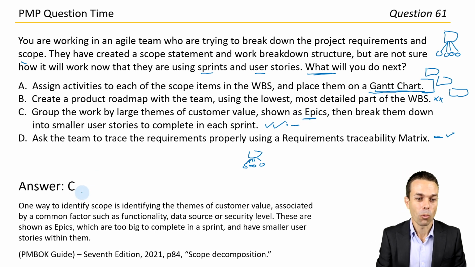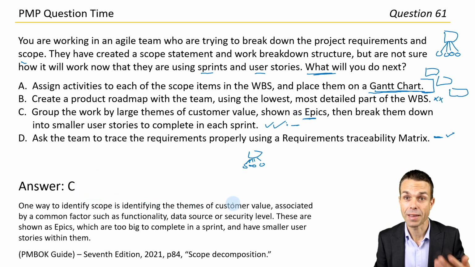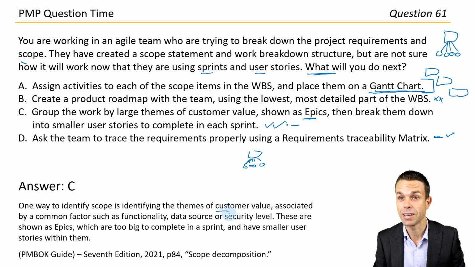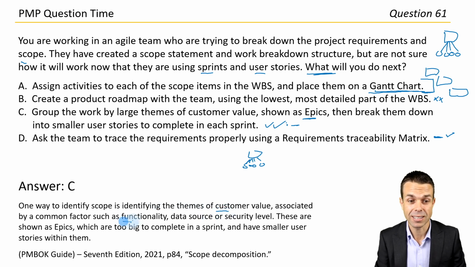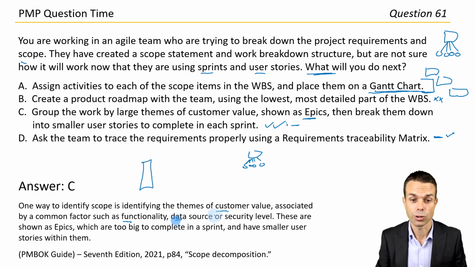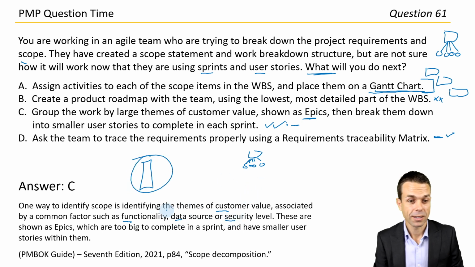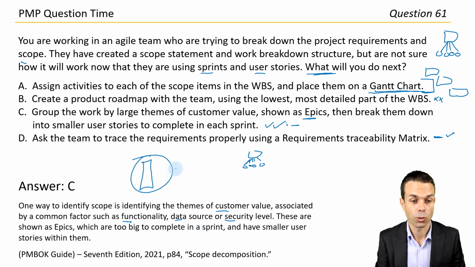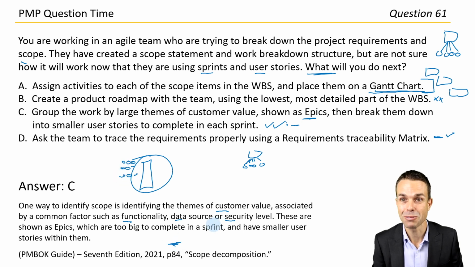Excellent work, all right. One way to identify scope is identifying the themes of customer value associated by a common factor such as functionality. So we're sort of releasing a usable feature, ideally, of customer value. Could be data source, or it could be security level. How are we grouping this thing together? These are shown as epics, which are too big to complete in one sprint, and we have smaller user stories which we can complete in one sprint within those. Page 84 under scope decomposition. Wonderful. And that's, again, direct from the PMBOK Guide 7th edition.